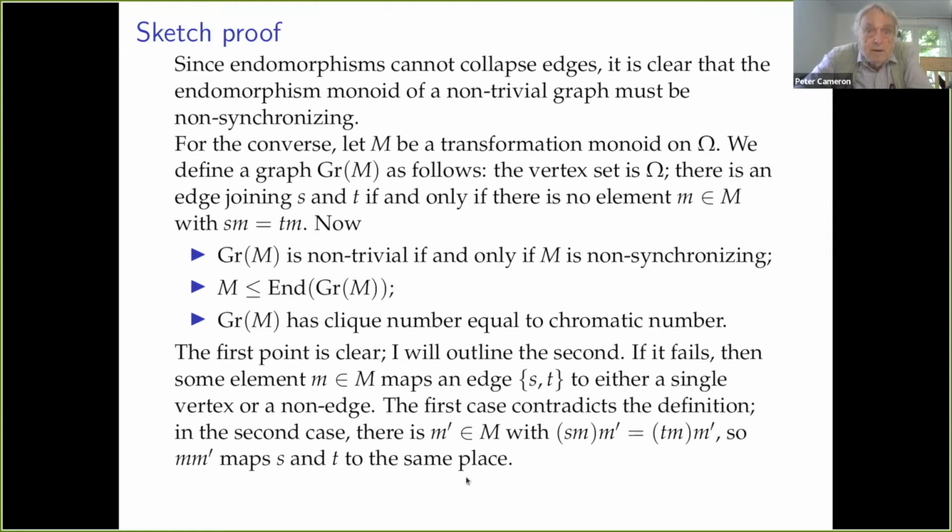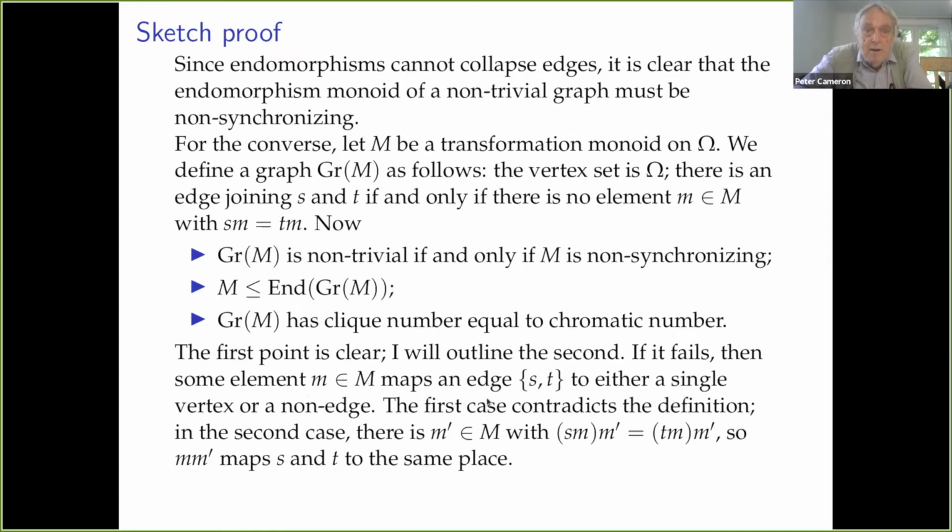So let me just give you a very quick sketch of the second point. Suppose that M is not contained in the endomorphism monoid. So there's some element of M that's not an endomorphism of the graph. So it must map an edge either to a single vertex or to a non-edge. Well, if it maps S T to a single vertex, then we shouldn't have joined S to T because the joining rule is we join them if and only if no element maps them to the same place. So they shouldn't be mapped to the same vertex.